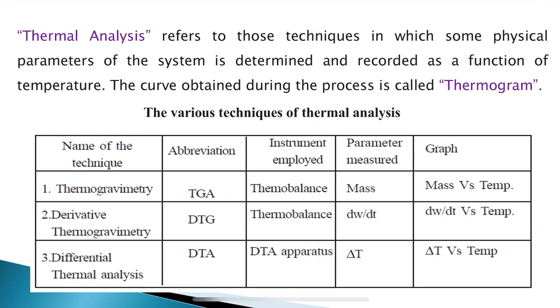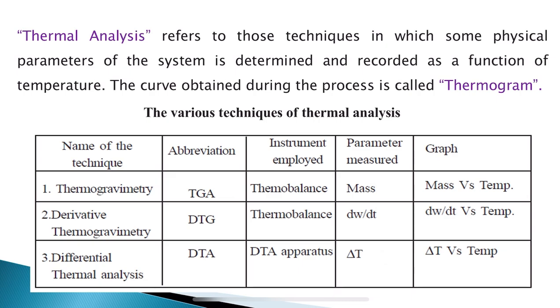Okay. So, what is the parameter measured here? The parameter measured here is, by using thermogravimetry, we are going to measure the mass. Okay. So, the mass of the sample which is under examination is determined. And in derivative thermogravimetry, we are going to measure dW divided by dt. This is a differential term of weight as a function of temperature. Differential thermal analysis gives us the information about the change in temperature. Delta T, meaning change in temperature, is measured in differential thermal analysis.